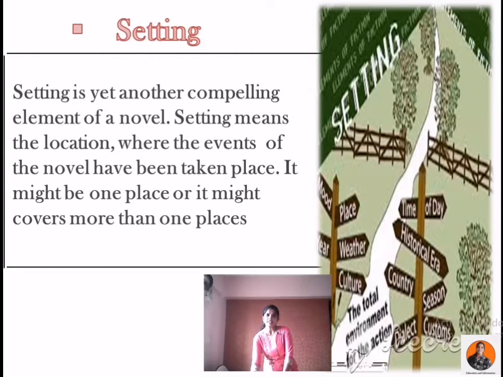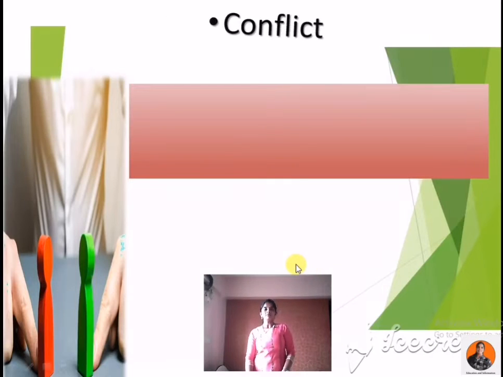Setting is yet another compelling element of a novel. Setting means the location where the events of the novel take place. It might be one place or it might cover more than one place, as a novel can be based on various places. So setting is also a major, important part of the novel, which is reflected in the novel writing.